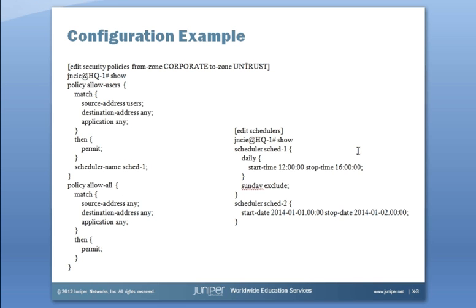And then the examples of the scheduler, the very first one there gives you an example of a recurrent scheduler. So every day from 12 o'clock to 4 o'clock, the policy that it's applied to is going to allow that traffic, except on Sunday. Then that traffic won't be allowed on Sunday during those time frames. And then the second example, sched2, gives you an example of a single time frame where on January 1st at midnight to January 2nd at midnight, the policy that you applied that to will allow the given traffic, but after that it'll no longer be active.